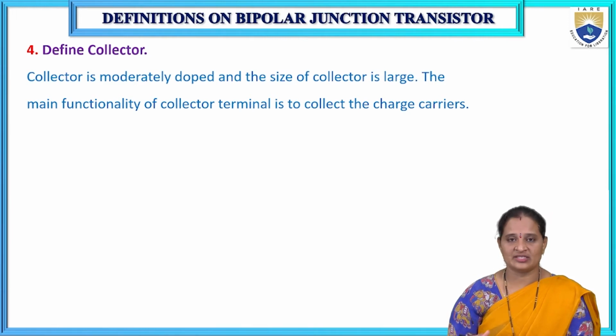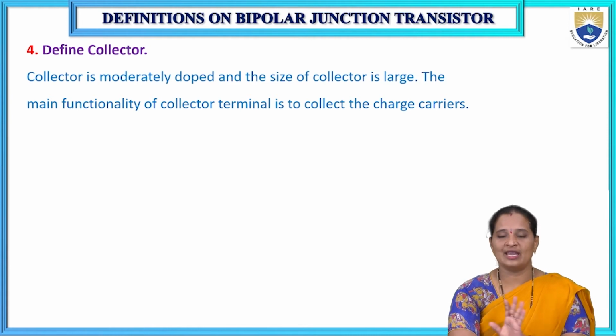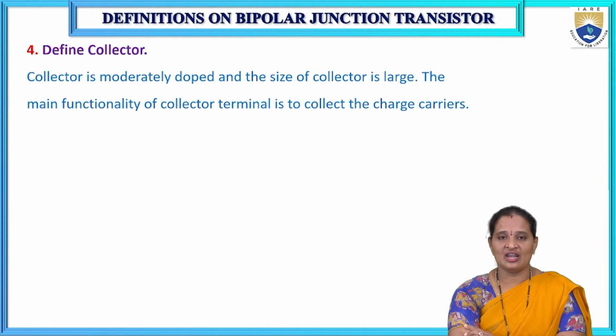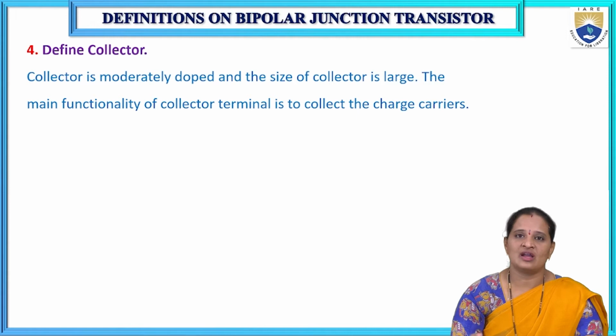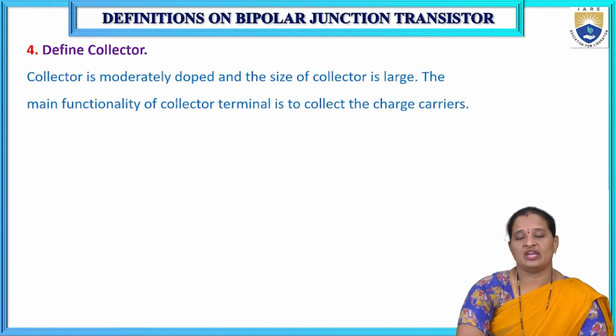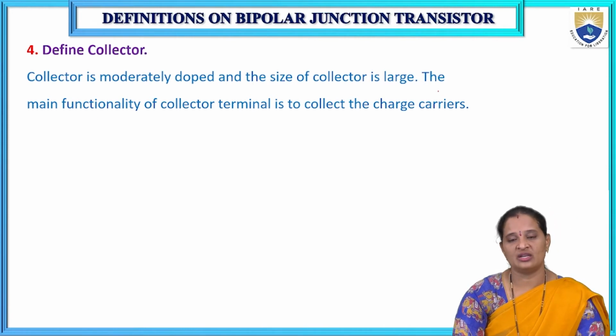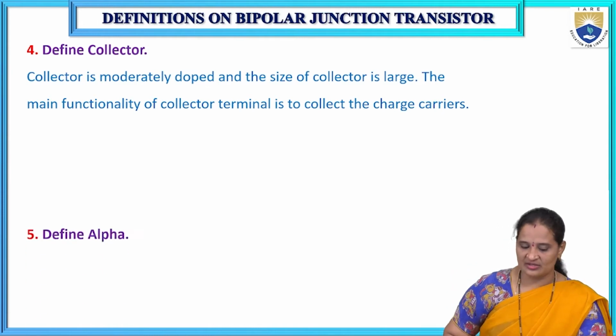As it is collecting the majority charge carriers, more charge carriers are collected and hence heat is generated. In order to dissipate the heat, the collector is made wider when compared to the emitter and base terminal. So we can define the collector as a terminal which is moderately doped, the size of the collector is very large, and the main functionality of the collector terminal is to collect the charge carriers.